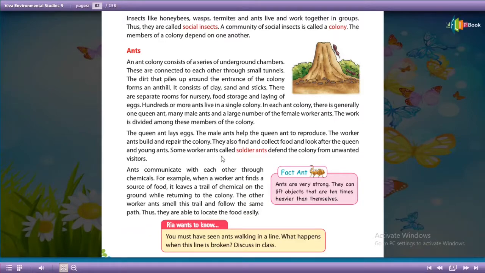Some worker ants called soldier ants defend the colony from unwanted visitors. Among the ants in the group, some worker ants are called soldier ants.